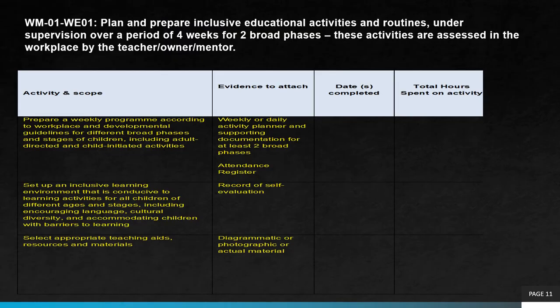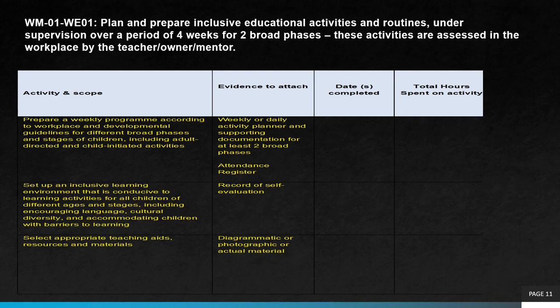Now let's have a look at a specific workplace module. This is workplace module number 1, WE1, which means workplace evidence number 1. We have to plan and prepare inclusive educational activities and routines under supervision over a period of 4 weeks for 2 broad phases. So it can't only be one aspect. You have to ensure there's a plan for 2 different types of activities that are going to be assessed in the workplace by who? The teacher, the owner of the place, or the mentor that is going to be there.